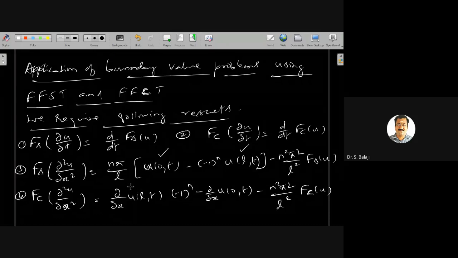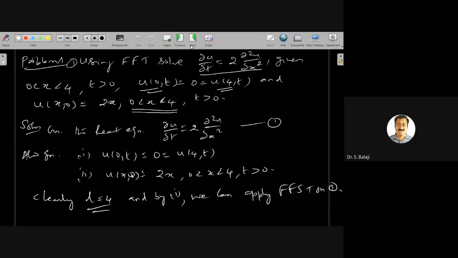Similarly, when the temperature gradient at the endpoints, dou by dou x of u of 0, t and dou by dou x of u of L, t, is given, you have to apply finite Fourier cosine transform. You have to apply this result here. Temperature gradient means cosine transform. Direct temperature means you have to use sine transform. Now take one problem based on this idea.